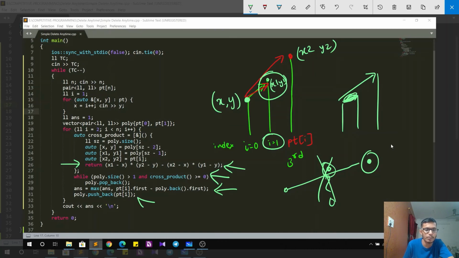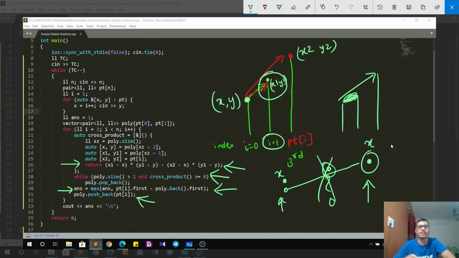Before pushing back, I have to see what is my maximum separation between those 2 points, this point and this point. Between these 2 points I check the separation in line number 30, that is, answer equals max of the current point's x coordinate minus the poly dot back's x coordinate, denoted by dot first. I just subtract them, and whatever is the maximum I maintain in the variable answer, and finally I just print the variable answer to get my final value.